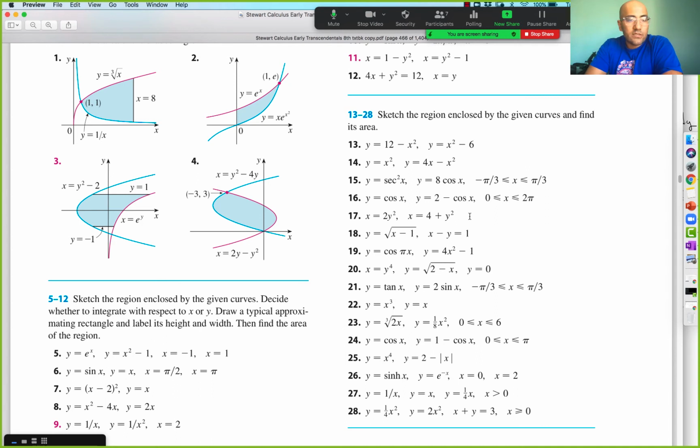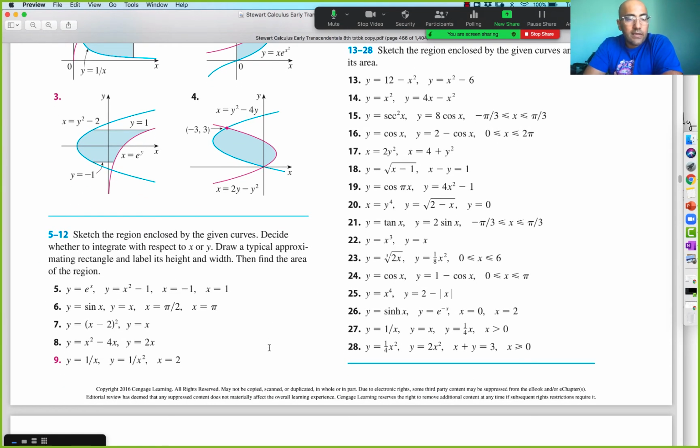So sketch the regions enclosed by the given curves, decide whether to integrate with respect to x or y, draw a typical approximating rectangle and label its height and width, then find the area of the region. Okay, so that's going to be the hard part here. You're going to have to graph it and figure out when the function is above, when it's below. Use your technology.